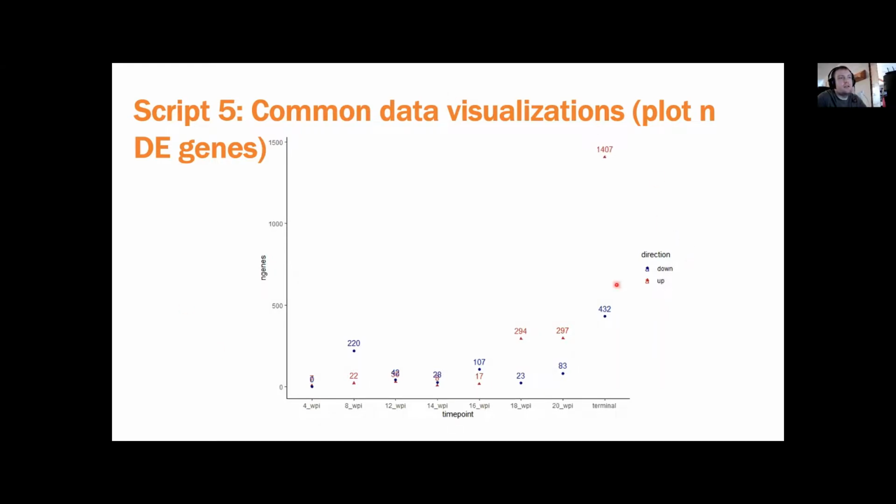So we can see that the terminal time point had by far the largest number of genes that met differential expression criteria. And this makes sense because we would expect the strongest effect size for RML infection at the terminal time point when the mice were suffering the most severe effects of the disease.